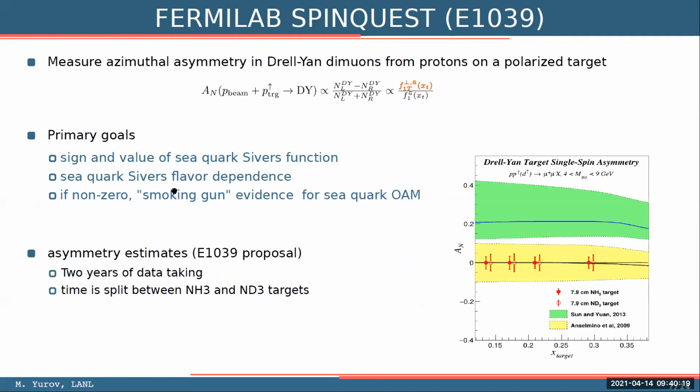So in summary, the experiment intends to measure the sign and the value of the sea-quark asymmetry and possible Sivers flavor dependence, and if a non-zero asymmetry is observed, it would be clear evidence of sea-quark orbital angular momentum. The plot on the right shows expected experimental uncertainties, basically our sensitivity, along with the asymmetry estimates from two predictions. These predictions were available at the time of the proposal, and the calculations that you see here are done for the NH3 target, or the proton target, only. More recent calculations exist. They indicate a smaller asymmetry, but again, experimentally, all of these predictions remain mostly unconstrained.